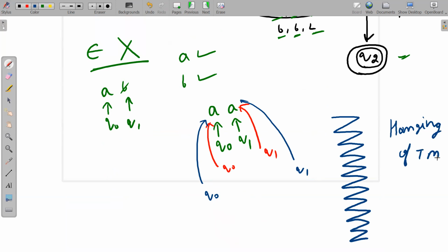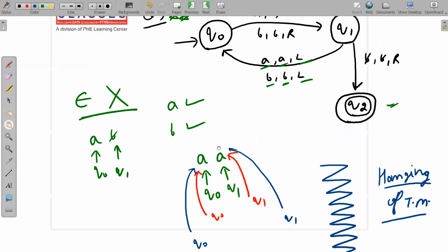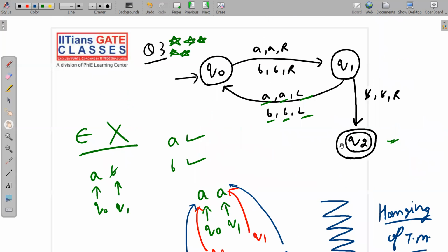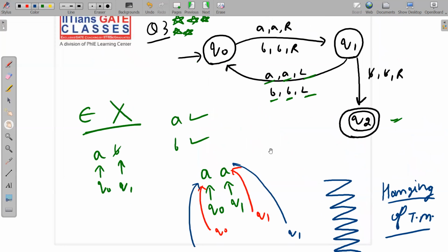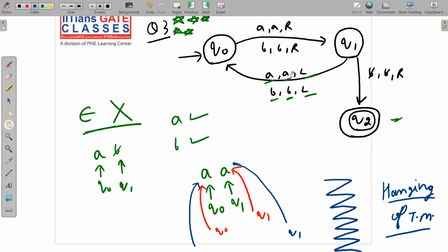Hanging of Turing machine. So what does it mean when a Turing machine hangs? It will obviously reject the string. Why will the string be rejected? Because whenever the string is double A, the Turing machine is hanging. That means directly or indirectly it is not moving to the final state, and since it is not moving to the final state, obviously the string will be rejected. So hang means the string is rejected. So the Turing machine has the possibility of hanging also, and this Turing machine hangs on double A.